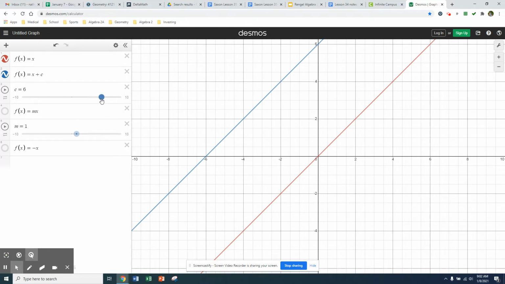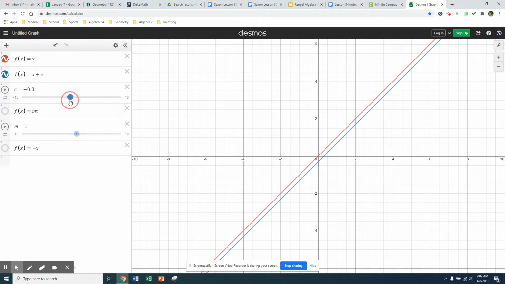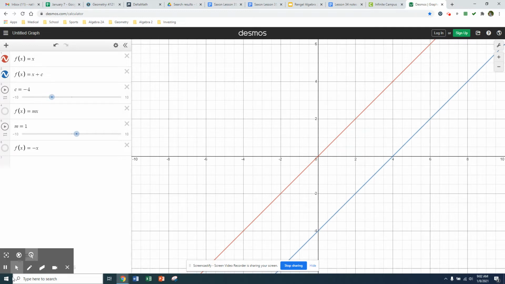Next, we'll look at what happens if c is negative. Right now I'm going to get back to 0, so that would be the exact same as the parent function. When c is negative, we start to see a vertical shift down. There would be our vertical shift down to -4, possibly. Anytime we have a number being subtracted, that's going to shift our function down.